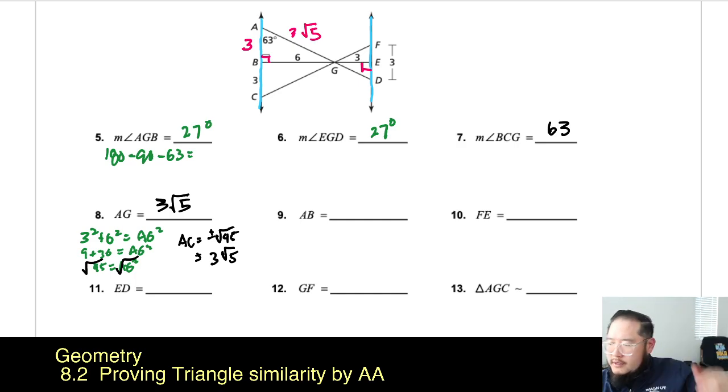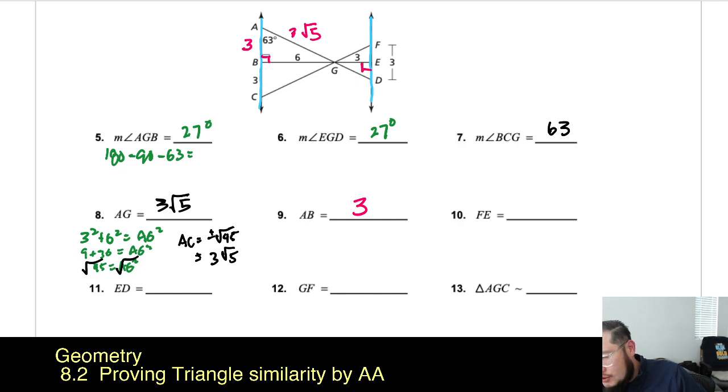All right, next up, let's take a look at number 9. We have A to B. All right, A to B right there, we determined earlier, that will be 3. If we take a look at number 10, we have F to E.